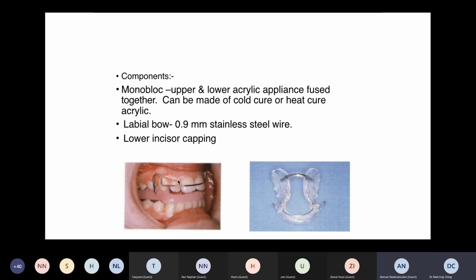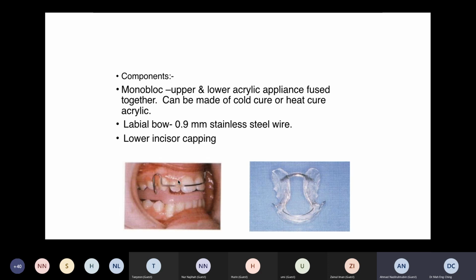So this one we call the activator. There are a lot of disadvantages for this activator. The component of this activator is monoblock. It means they are one piece. So the upper and lower acrylic appliances are fused together, so it cannot be removed. Top and bottom in one piece. It can be made of cold cure or heat cure. We all know cold cure is a bit more fragile, and heat cure a bit stronger. Of course the cold cure will be easier to fabricate, while the heat cure will take a bit more time because you have to cook the appliances.